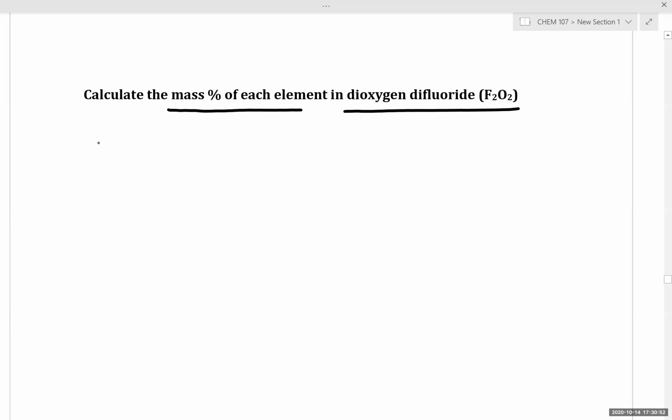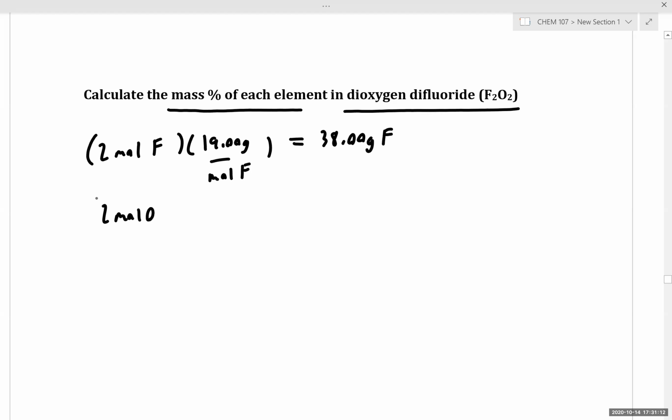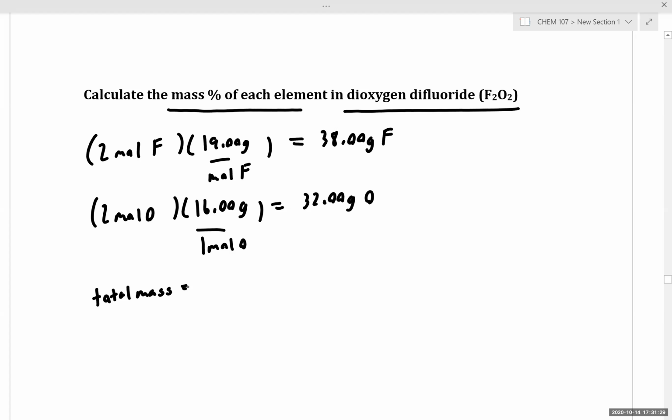So given our formula, we see we have 2 moles of fluorine, and we know that fluorine's molar mass is about 19.00 grams per mole of fluorine. That in turn gives us 38.00 grams of fluorine. We have 2 moles of oxygen, so we have 16.00 grams per 1 mole of oxygen. That gives us 32.00 grams of oxygen. For our total mass, we have 32.00 grams of oxygen plus 38.00 grams of fluorine, and that gives us 70.00 grams total of our compound F2O2. We've essentially just calculated the molar mass.